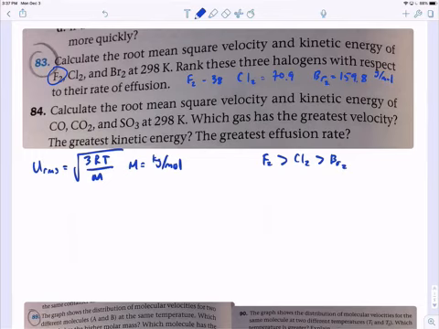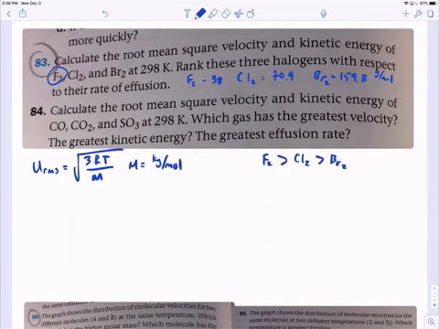It says calculate the root mean square velocity and kinetic energy of. Well, we don't have to do kinetic energy. Yeah, it's because of their size, specifically their mass. Okay, makes sense. I'm not going to do kinetic energy because that's not on the test. Kinetic energy is 1/2 mass times velocity squared. You could argue that kinetic energy is 298 Kelvin because that is their kinetic energy. It says rank these halogens with respect to the rate of effusion: fluorine is faster than chlorine is faster than bromine.